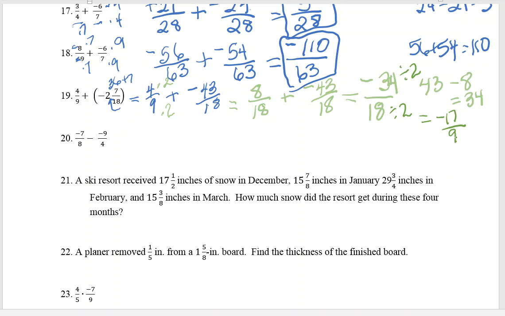So now I want to look at 17 and 9. Does anything go into both of those? Not anything except for 1. So now I'm done with my answer. Got a little excited earlier.